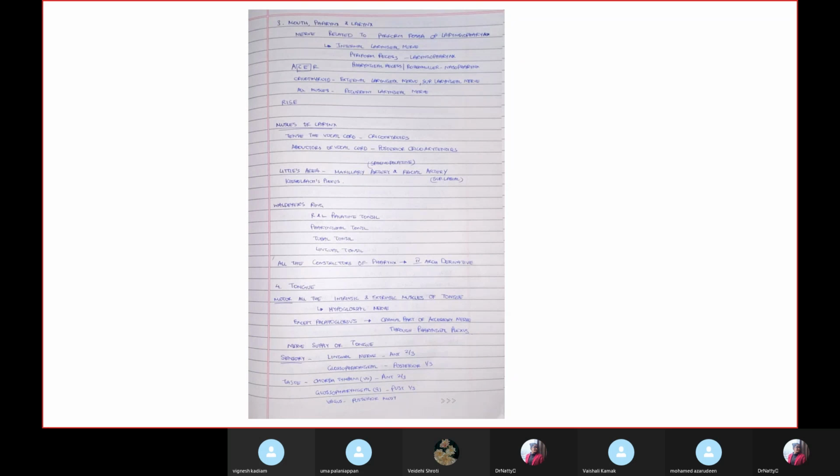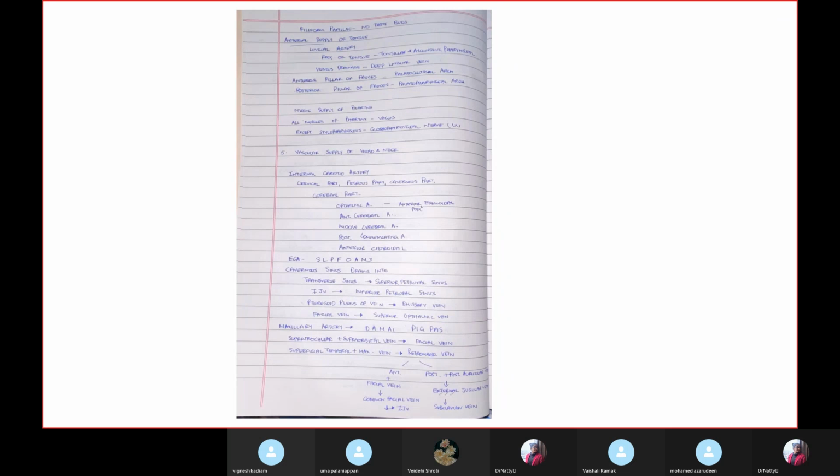Sensory supply, anterior 2/3 is lingual nerve, posterior 1/3 is glossopharyngeal nerve. Taste sensation, anterior 2/3 is chorda tympani, which is a branch of facial nerve. Posterior 1/3 is glossopharyngeal nerve, which is a branch of 9th cranial nerve. Posterior most part is supplied by vagus nerve, which is a 10th cranial nerve. The taste buds, most number of taste buds are present in circumvallate papilla. No taste buds are present in filiform papilla.